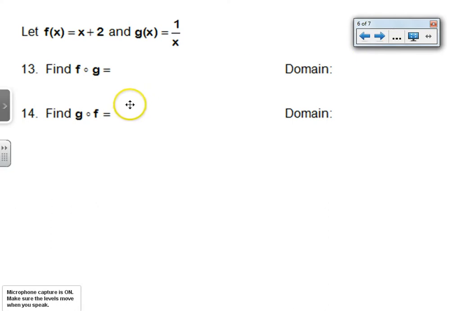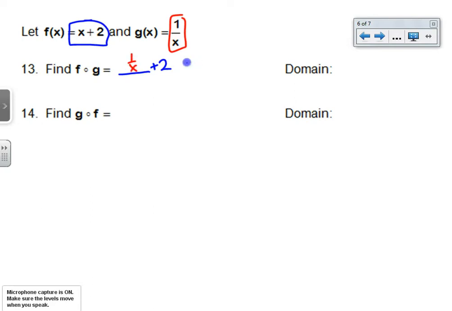Okay, number 13. Big ol' mess. F of g. So start with f, which is this guy. So instead of x plus 2, we're going to put the 1 over x in place of the x. So if I kind of simplified this, I'd be 1 over x and then plus 2 off to the side. Domain issue is that your denominator cannot equal 0, so we're just going to say the x, which is the denominator, cannot be 0, and that's the only problem we're going to run into.